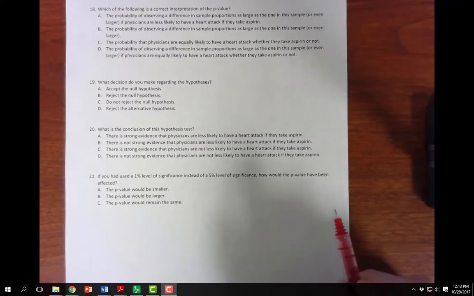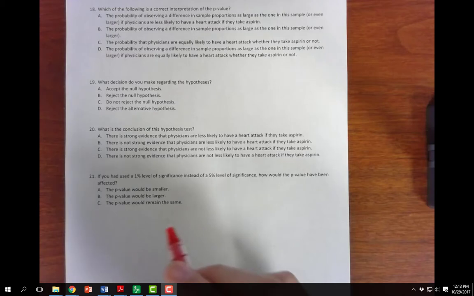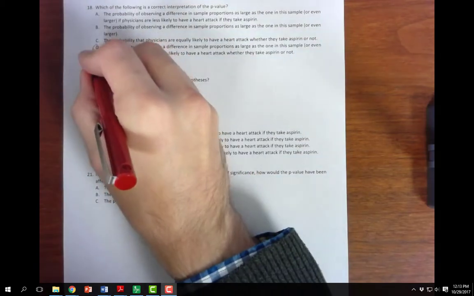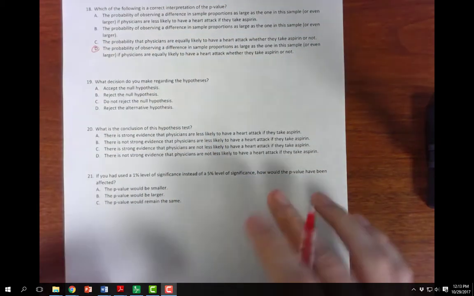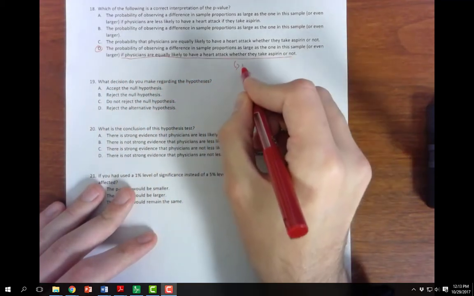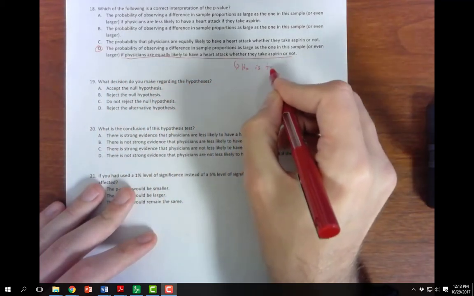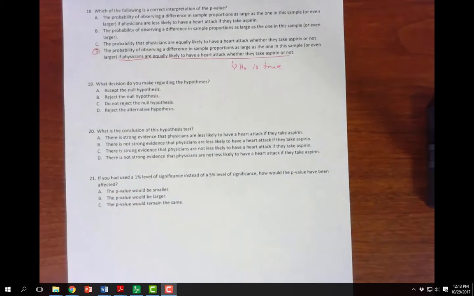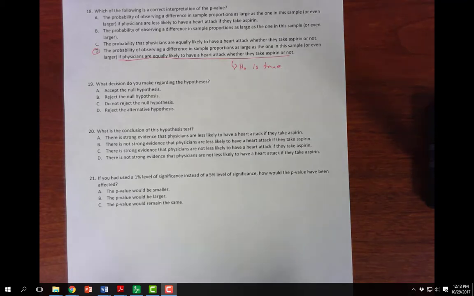So it's telling us the probability of observing a difference in sample proportions as large as the one in the sample, or even larger, if physicians are equally likely to have a heart attack, whether they take an aspirin or not. So the correct answer would be D, because we're looking at which part says the null hypothesis is true. So there's basically a 0% chance we would see a difference as big as that one or bigger just from random chance.